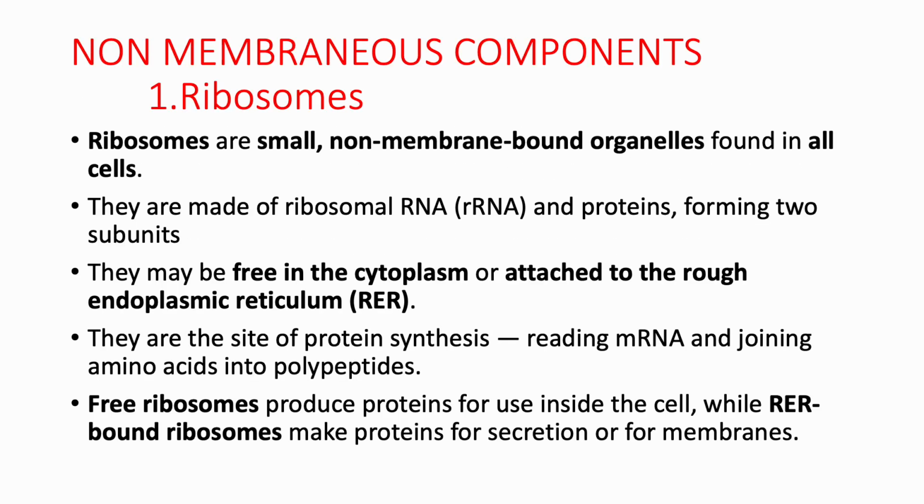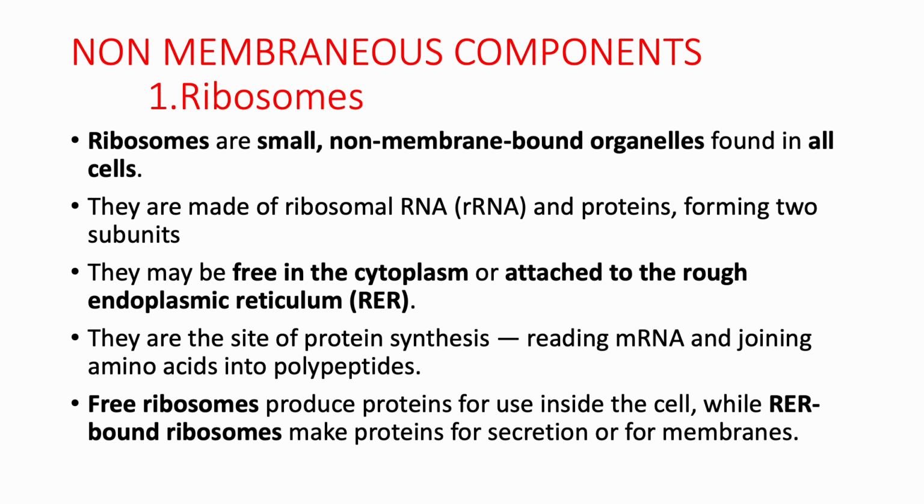Number 1, of course, is ribosomes, which are small non-membrane-bound organelles found in all cells. By all cells, we mean prokaryotic and eukaryotic. They are made of ribosomal RNA and protein forming 2 subunits. They may be free in the cytoplasm or attached to the rough endoplasmic reticulum. So we have those that are free, and we have those that are attached to the rough endoplasmic reticulum.